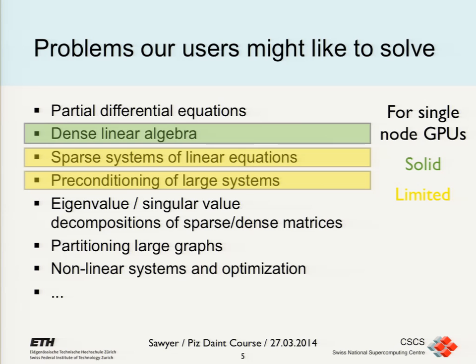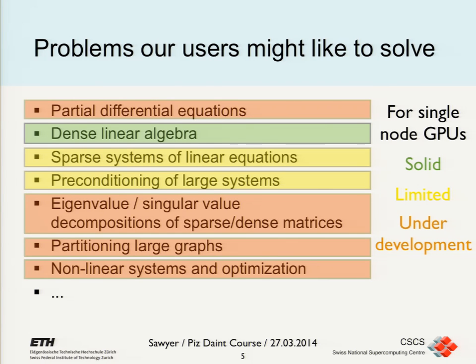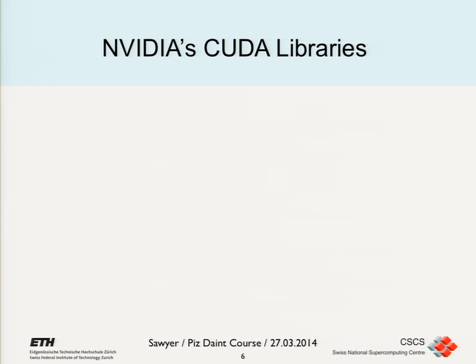There's some limited support, as you'll see later in the talk, for sparse linear systems and preconditioners of sparse systems. There's a lot of development ongoing, but there's really nothing solid available, with the possible exception of eigenvalue solvers. That's an unfortunate circumstance. We have this nice machine, but we don't have the library support we would really like yet.